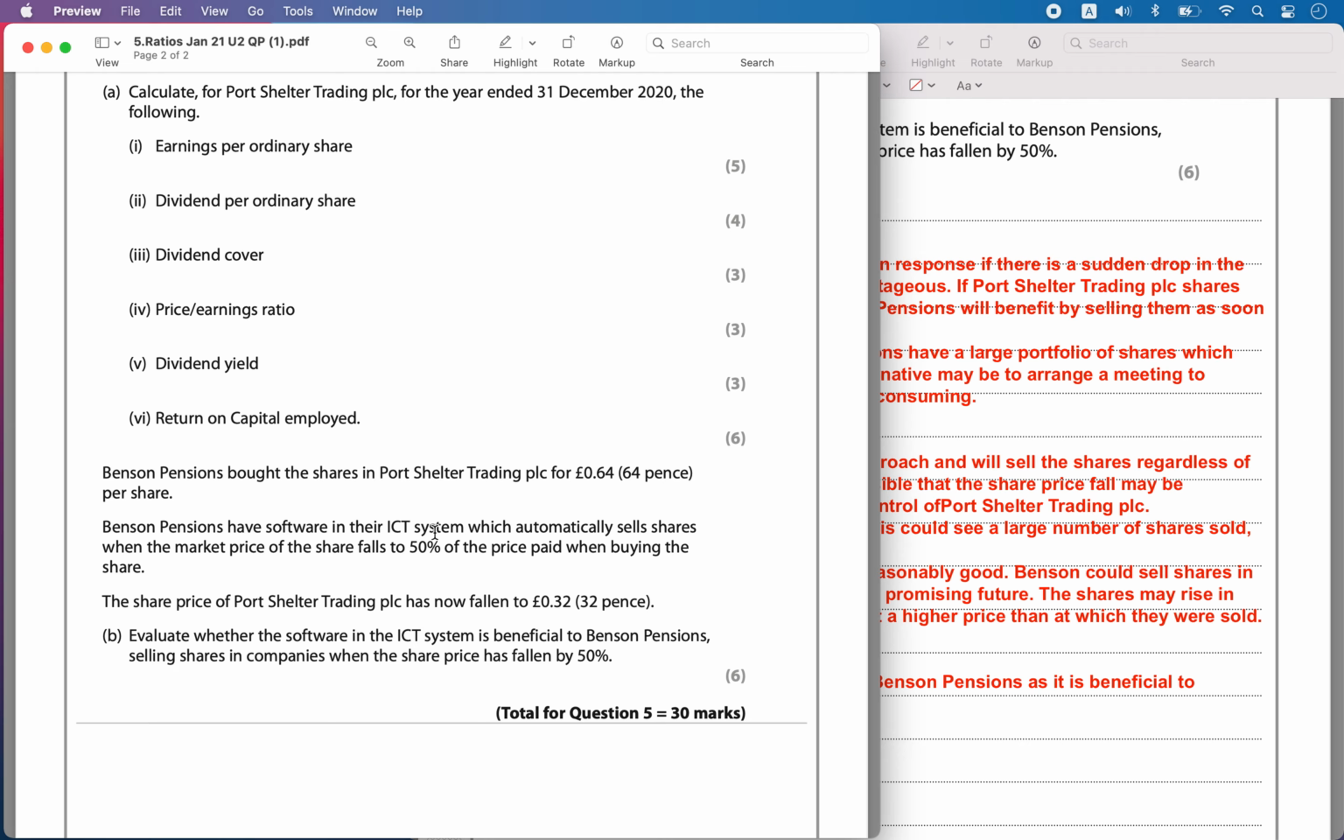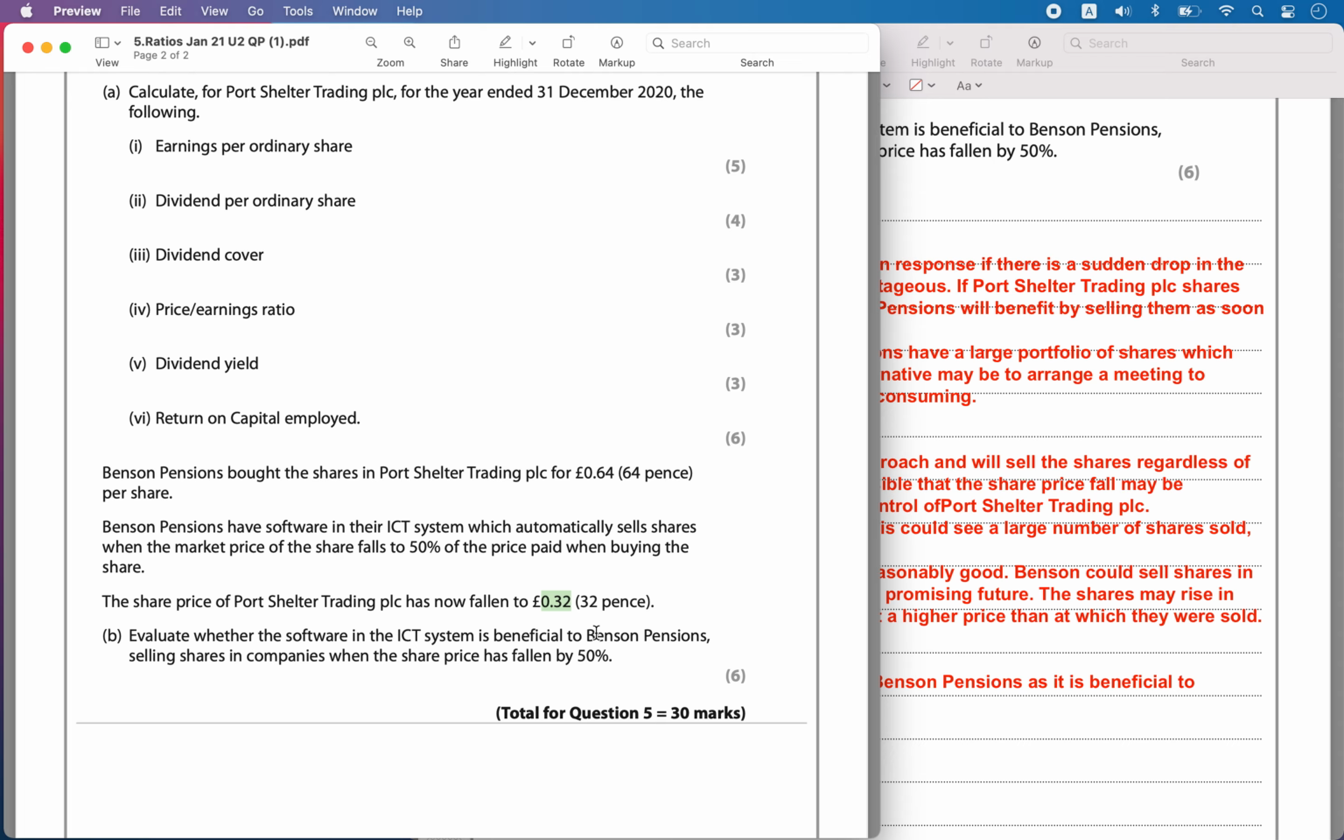Then Benson Pensions have the software in their ICT system which automatically sells shares when the market price of the share falls to 50% of the price paid when buying the shares. The share price of Port Shelter Trading PLC has now fallen to 0.32. It has got down by 50%.